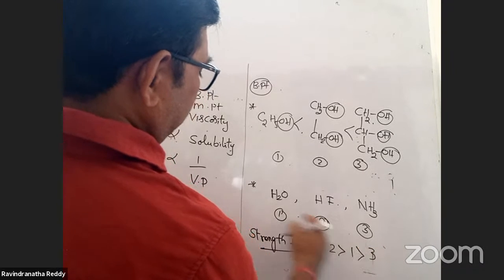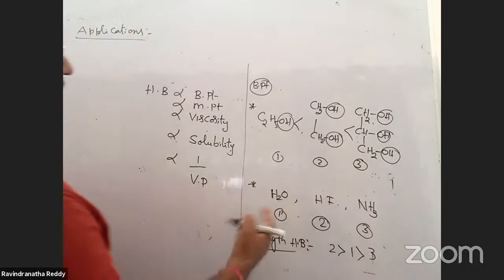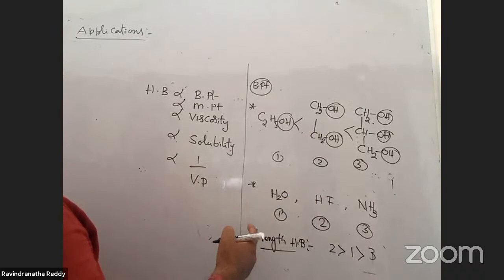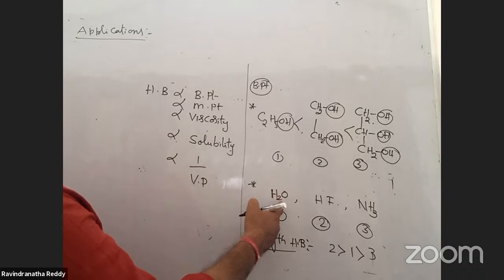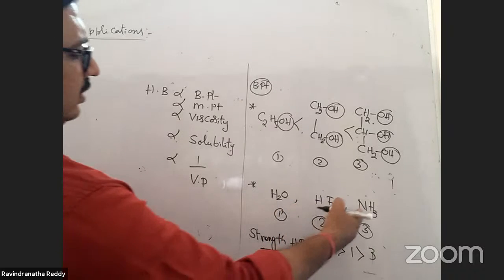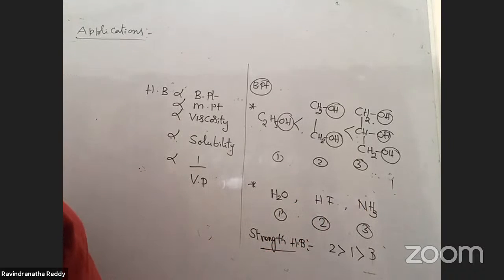Why? Because this is an HF bond, where the electronegativity difference is more. Next, the OH bond, where the electronegativity difference is less. Then the NH bond, with the least electronegativity difference. Very good.